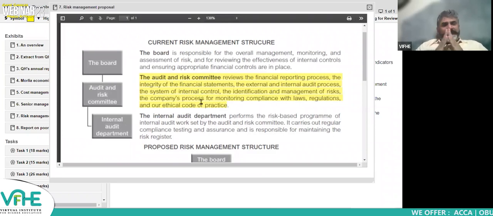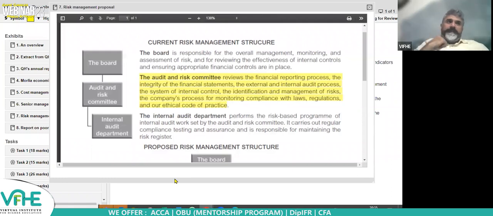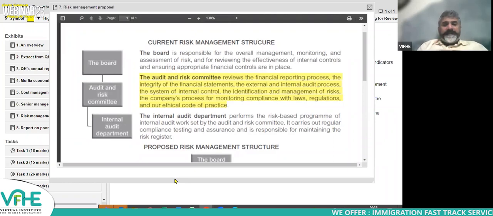Do you think it makes sense to separate these two? Because it's too many tasks, right? The audit and risk committee is responsible for so many things. Do you think they will be able to focus on all the tasks? Overburdened? Yes, of course they are overburdened. They will not be able to focus when there are so many things to do.